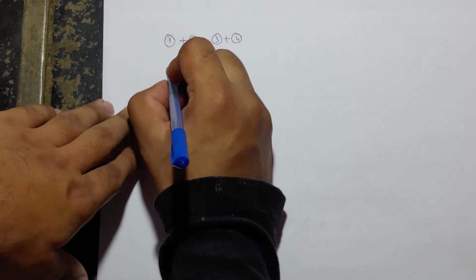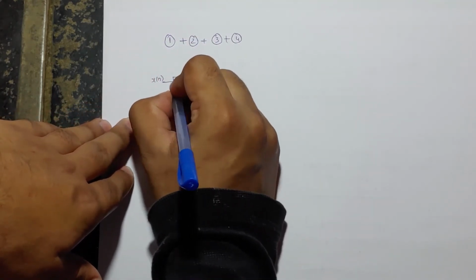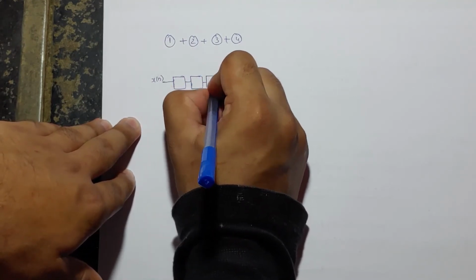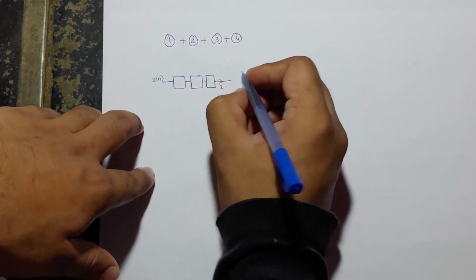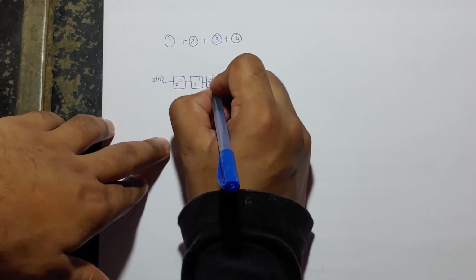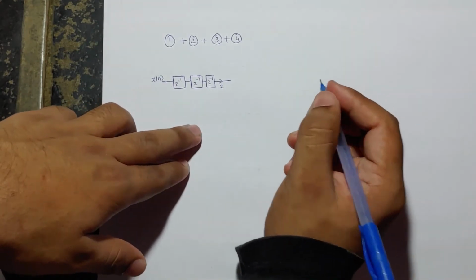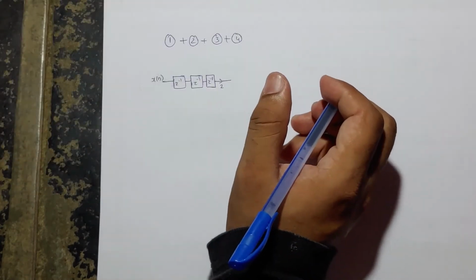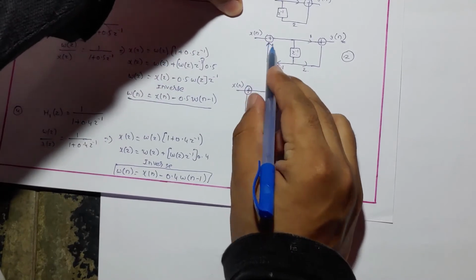That is, x of n is an input with 3 delay elements 1, 2, 3, Z power minus 1, Z power minus 1 and Z power minus 1, and this delayed element is multiplied with a constant 2 to get an output w of n. And this output would be the input for the second system, where the second system realization would be in total here x of n plus.